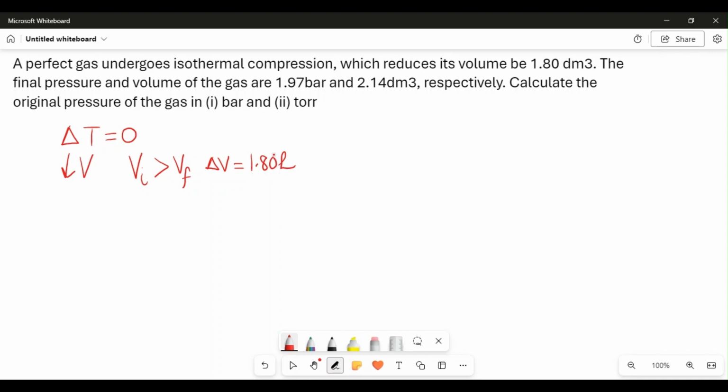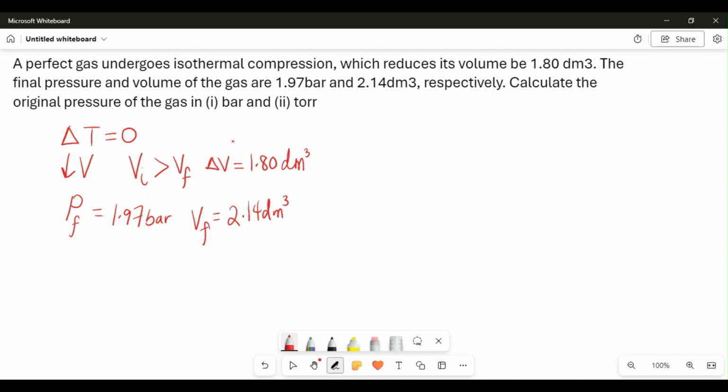The final pressure and volume of the gas are 1.97 bar. So final pressure, which is P final, is going to be 1.97 bar. Let's just stick to writing this as dm cubed since we have another volume saying dm cubed. But just know that dm cube and liters are literally the same thing. I believe dm cube is used in the UK and liters is used in the US. So final pressure is 1.97 bar, and the final volume is 2.14 dm cubed.